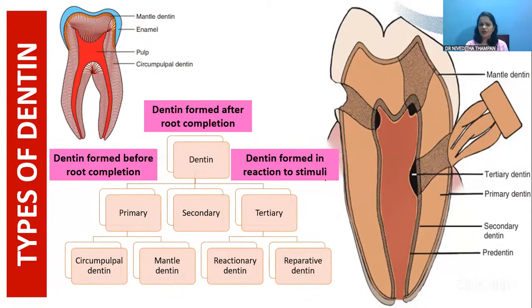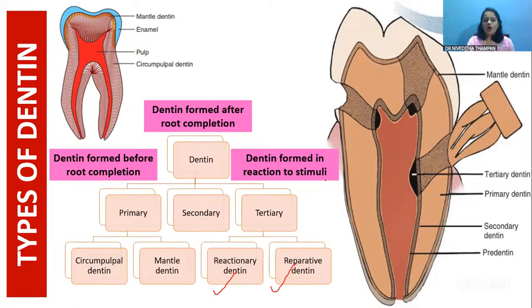And the third form is mainly this type of dentine, that is the tertiary dentine. It is the dentine formed in reaction to some kind of stimulant, because of caries, or because of attrition, or because of some kind of pulp exposure. Because of that, the dentine is formed in reaction to some kind of insult or stimulant. That is called tertiary dentine. Tertiary dentine can again be divided into two types, reactionary and reparative dentine.